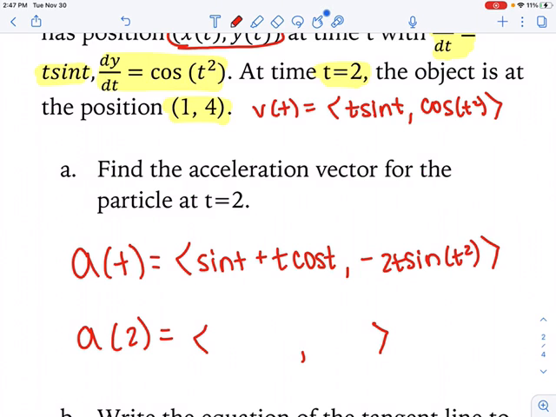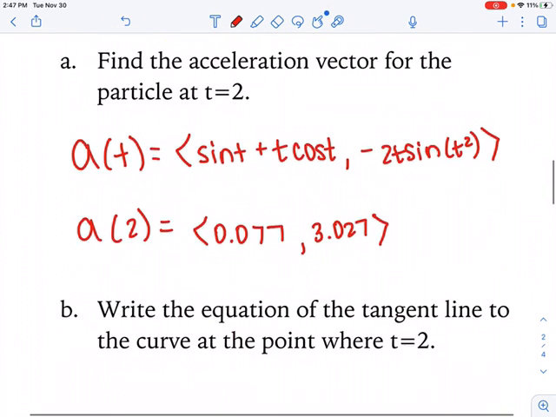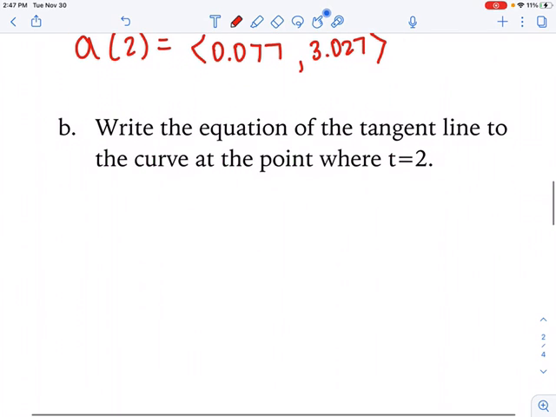Okay. So we get 0.077 and 3.027. Okay, now I want us to write the equation of the tangent line to the curve.